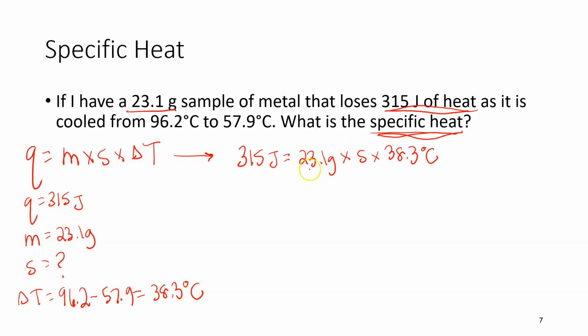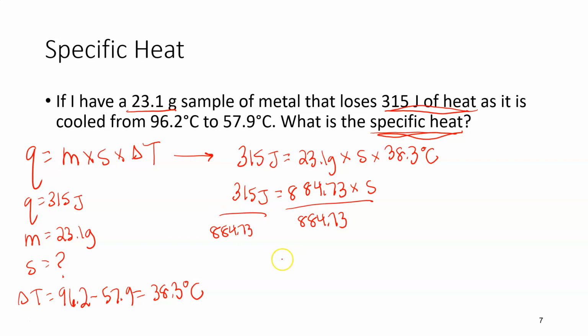Okay, so what I can do is I can take 23.1 and 38.3 and multiply them together. So 315 stays on the left. I'm going to take 23.1 grams times 38.3 degrees Celsius, and I'm not rounding yet, so 884.73 is what I got on my calculator, times S, where again, S is the thing that I don't know. So I need to solve for S. So I'm going to divide both sides by 884.73.